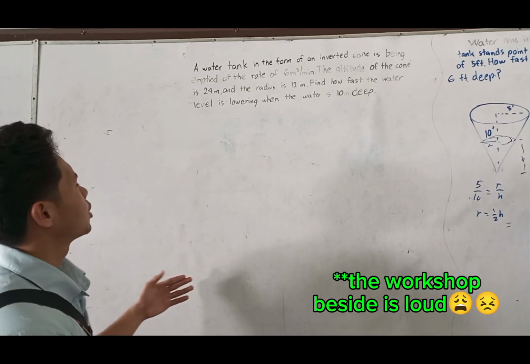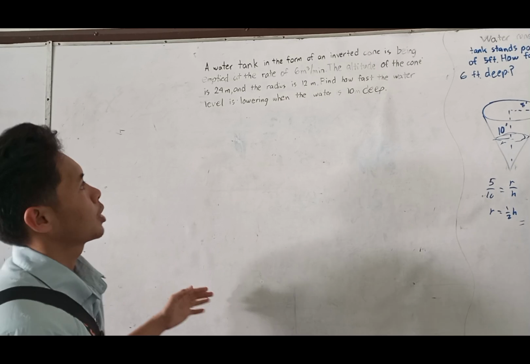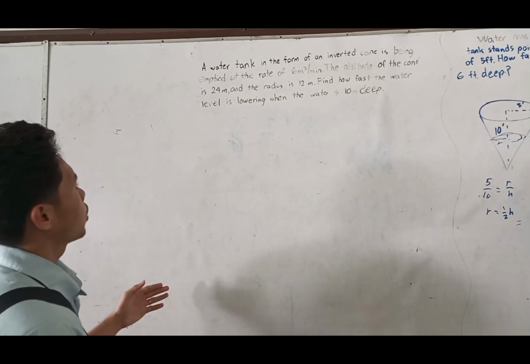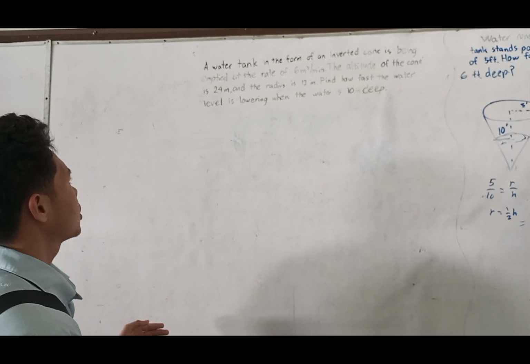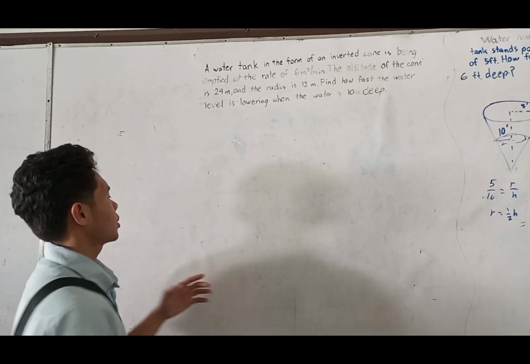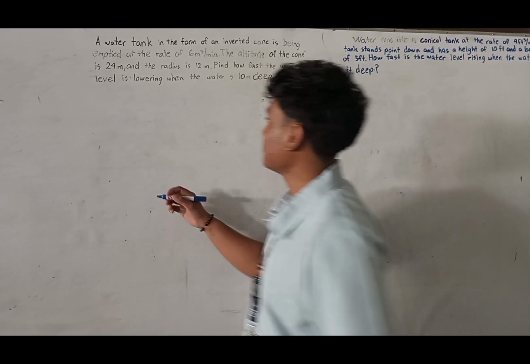An inverted cone is being emptied at the rate of 6 cubic meters per minute. The altitude of the cone is 24 meters, the radius is 12 meters. Find how fast the water level is lowering when the water is 10 meters deep. First, we draw the cone.